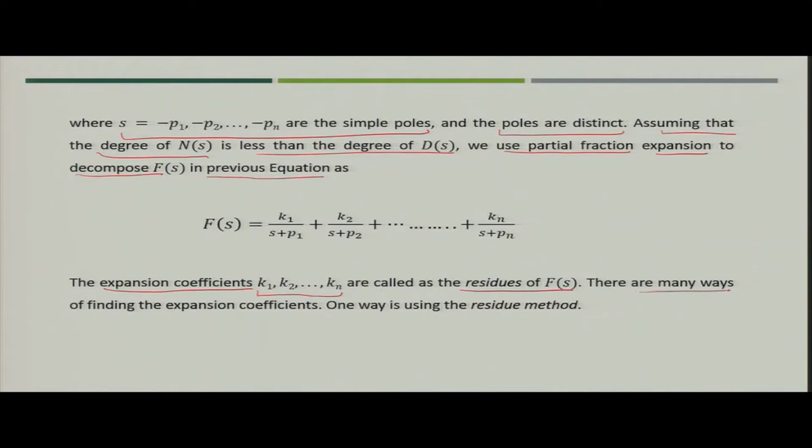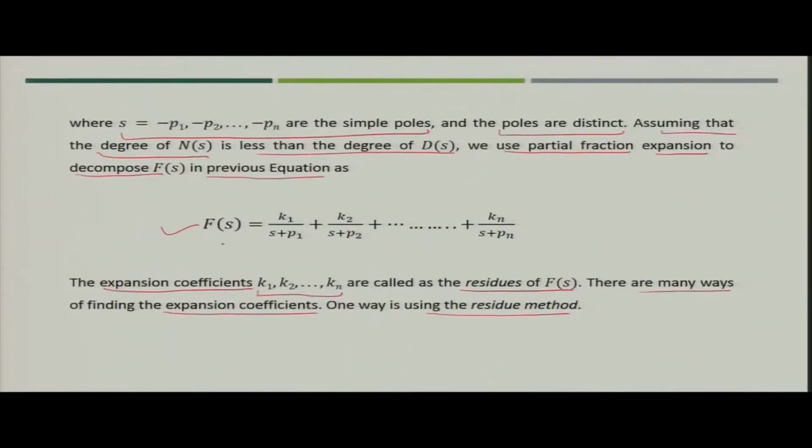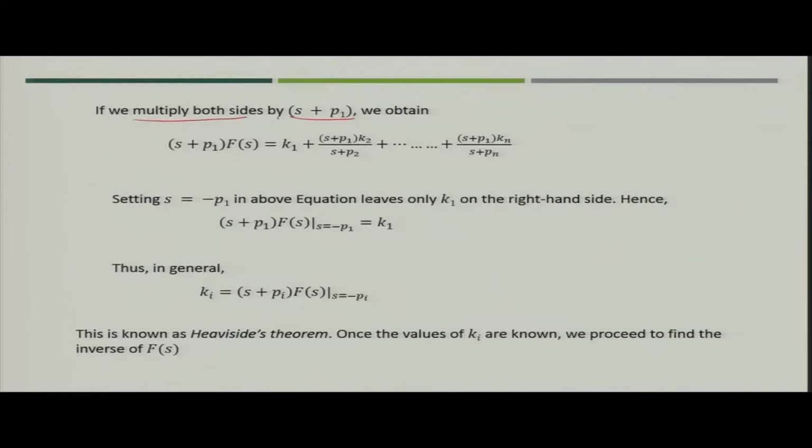Now, there are many ways through which you can find the values of the expansion coefficients. The most popular technique is the residue method. In this, what will we do? We will multiply both sides by (s+p1). If you see the expression for the Laplace transform decomposed into various terms, the first term has the denominator (s+p1). So, we multiply both sides by (s+p1).